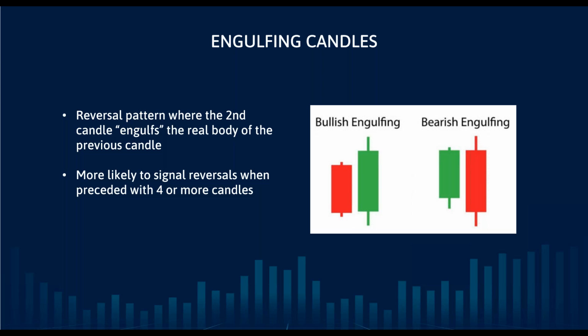It's a reversal pattern where the second candle, as you can see over here, this is the first candle. Let me just change the color. First candle, second candle. So it's a 2 candlestick pattern. First candle, second candle. So we have bullish engulfing and bearish engulfing. Now, the reversal pattern happens when the second candle engulfs the real body of the previous candle.